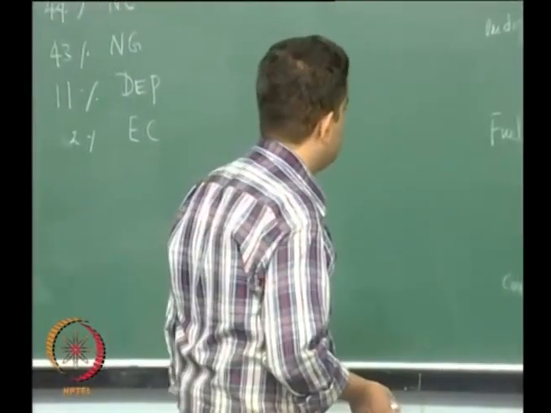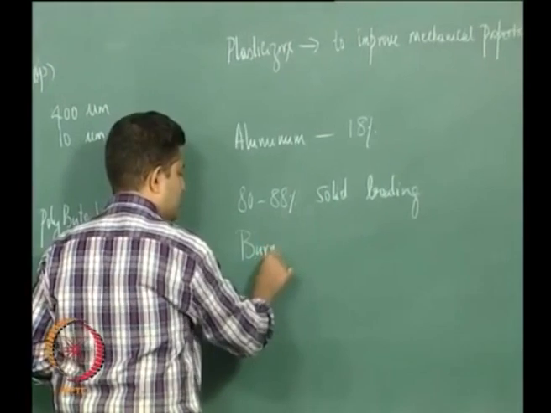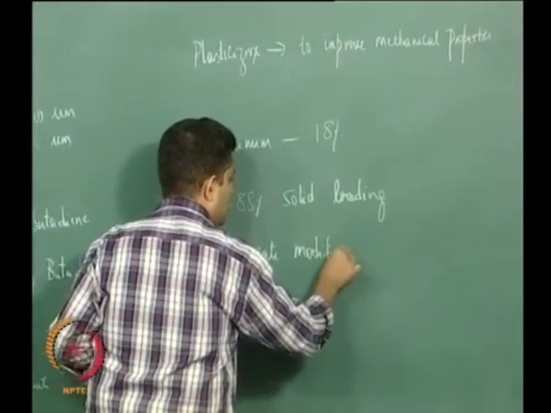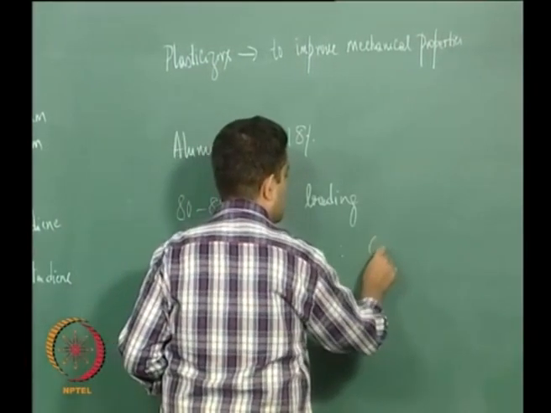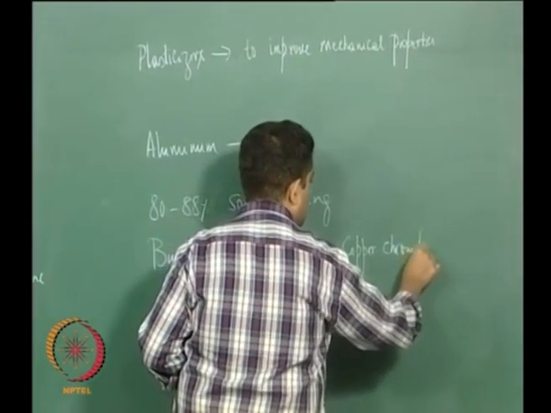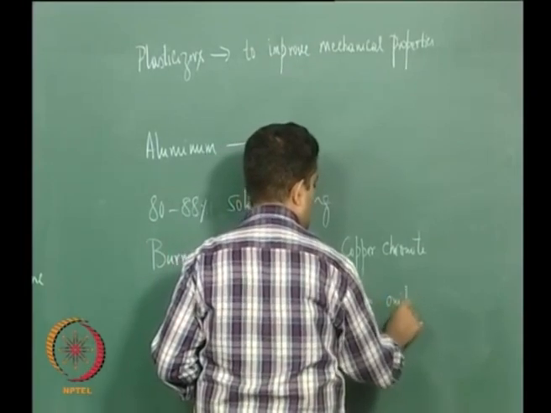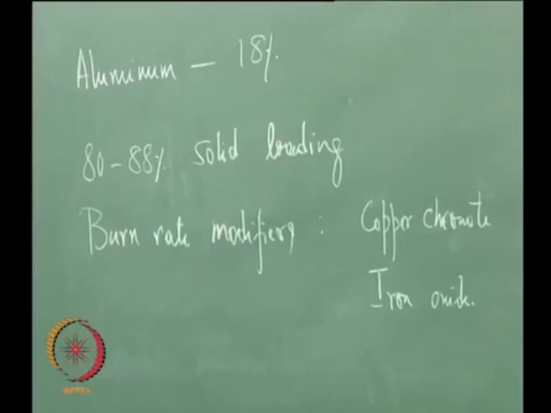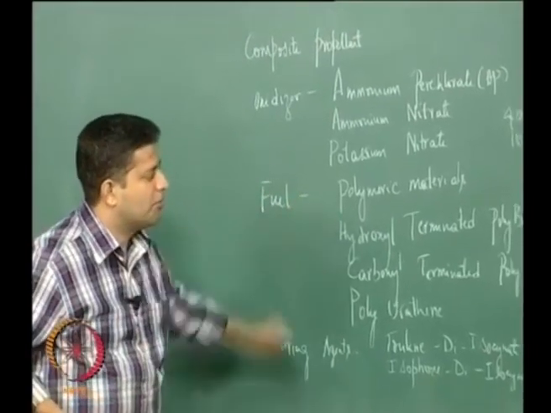You also have here burn rate modifiers. The typical burn rate modifiers used are copper chromite and iron oxide. Now, with this you will have a composite propellant.